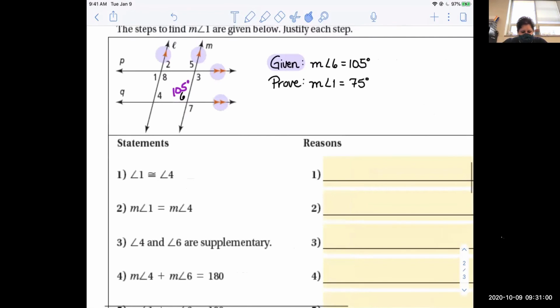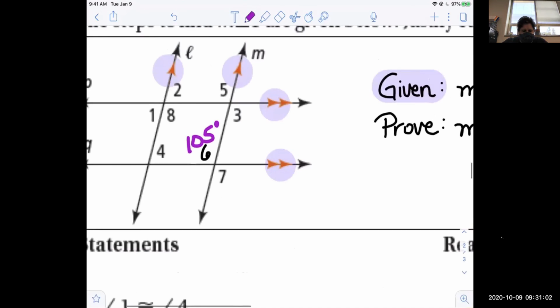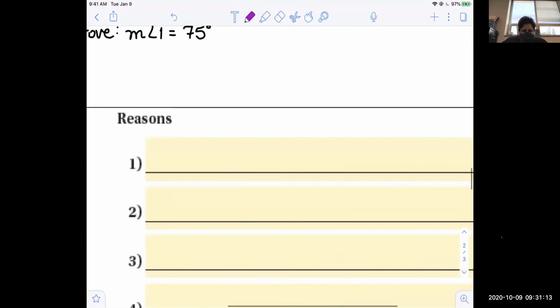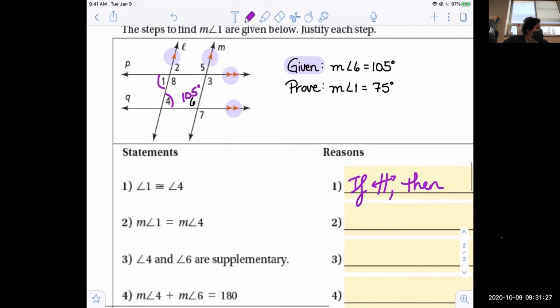All right, how do you know that angle 1 is congruent to angle 4? What would be the reason why angle 1 is congruent to angle 4? Lucy, tell me the reason why angle 1 is congruent to angle 4. Could I just write, because they're, what kind of interior angles are they?